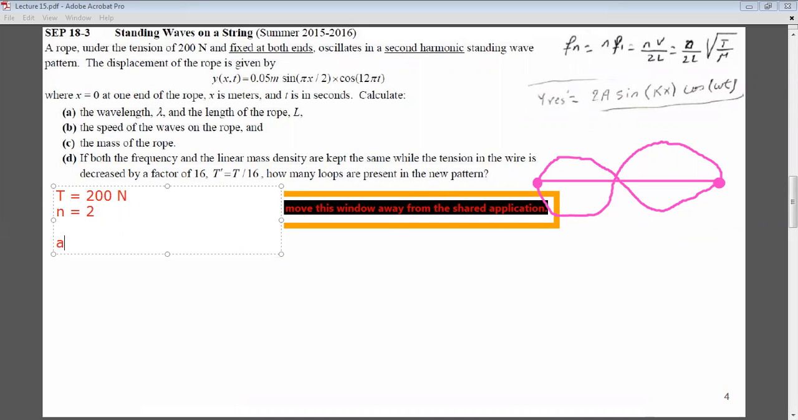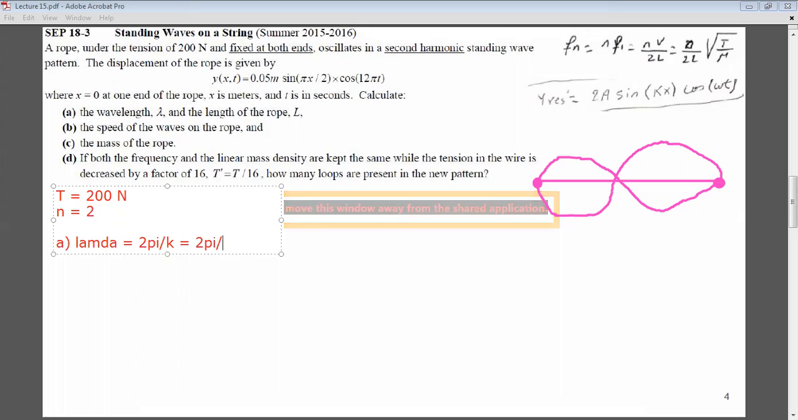Calculate the wavelength. So part A, the wavelength lambda is 2 pi over k. It's given k is pi over 2. So this gives me 4 meters.